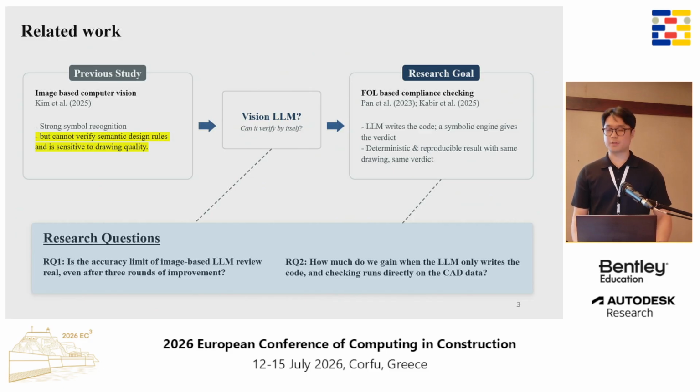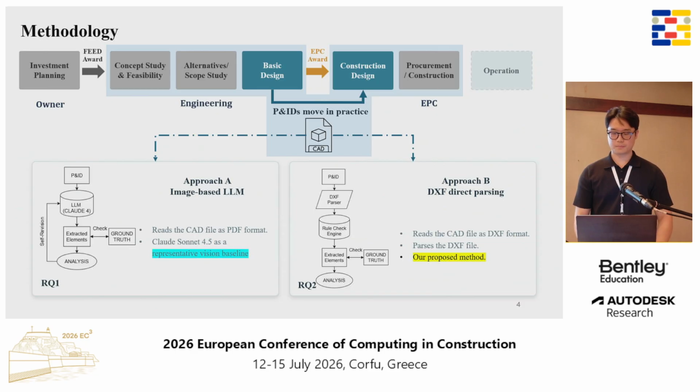So where does the input come from? Let me show you how P&IDs move in practice. In plant projects, basic design and construction design are often done by different companies. In that setting, CAD files move around. The construction contractor occasionally asks the designer for the CAD files to fix the errors directly. So reviewing the CAD file is a part of the contractor's work. Our goal is to automate this task.